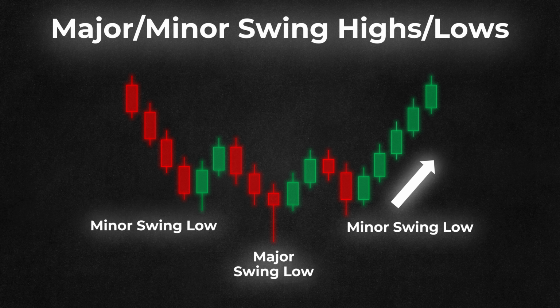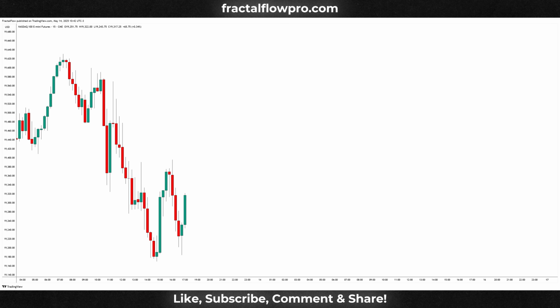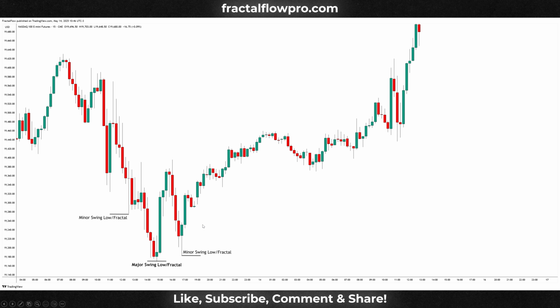For example, in this chart we have a major swing low or fractal because there is a higher minor swing low to the left and price just formed a higher minor swing low to the right. In this next chart, we can see that the market went significantly to the upside right after that.